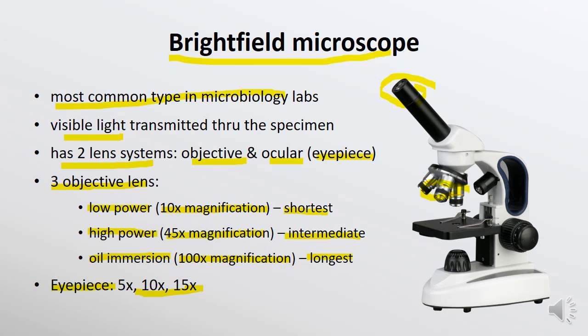When it comes to the objective lens, we have 3 different lenses. We call them low power, high power, and oil immersion. Low power usually gives 10 times magnification, which is the shortest magnification. On the high power, it gives 45 times magnification of the sample, which we call intermediate. And the oil immersion gives 100 times magnification, which we call the longest magnification. And sometimes the eyepiece also gives a magnification, usually between 5 to 15 times.